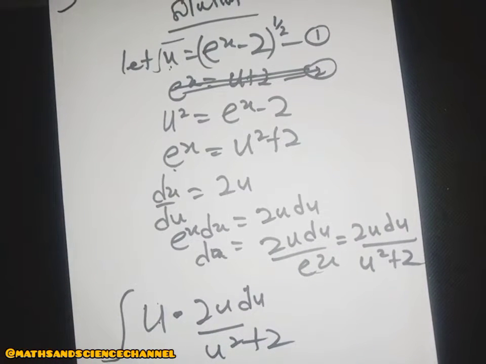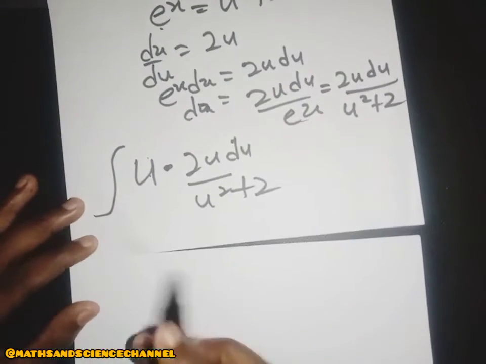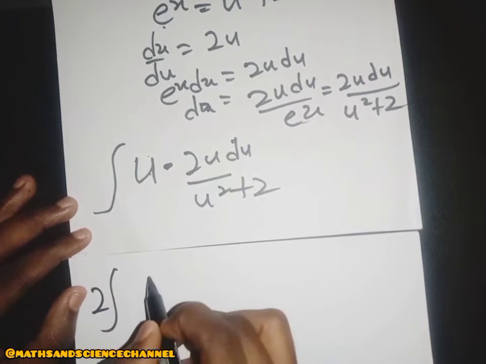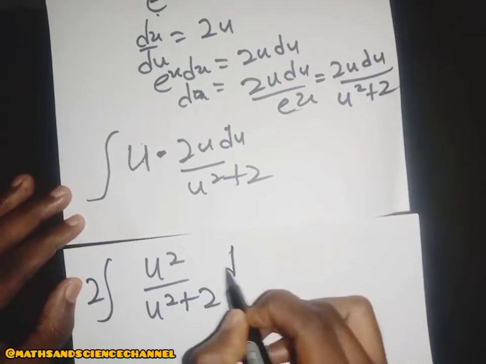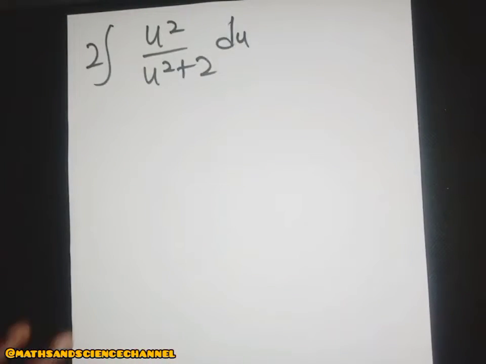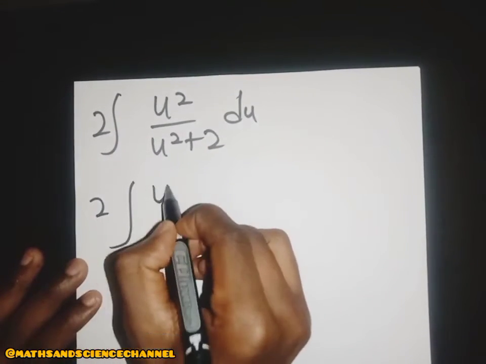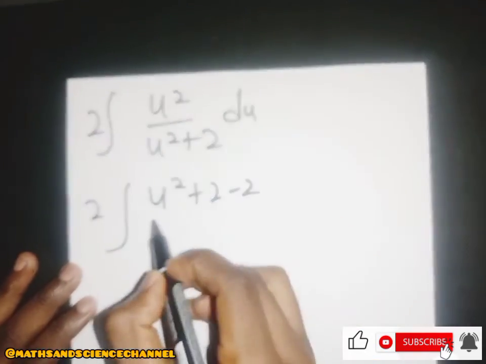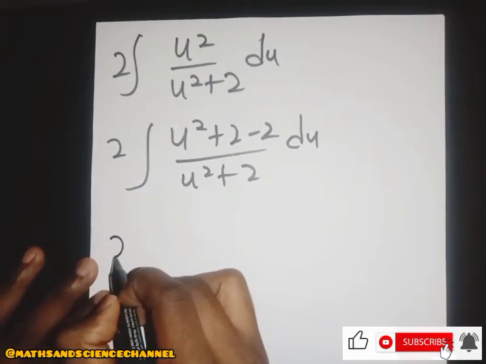So from here we have 2 outside, and we have u squared over u squared plus 2, with respect to du, right? So this is what we have, and then from here what we are going to do is add and subtract 2 at the numerator. So we have u squared plus 2 minus 2 divided by u squared plus 2, and then du. Now we'll see the reason why I've done it this way.